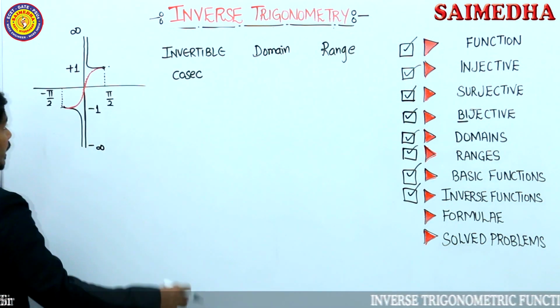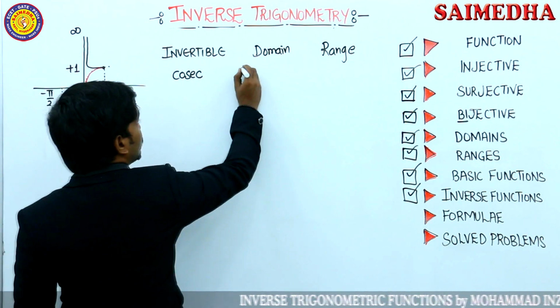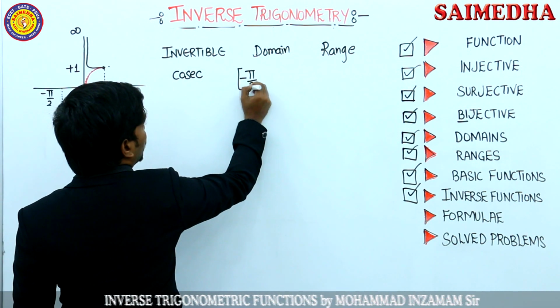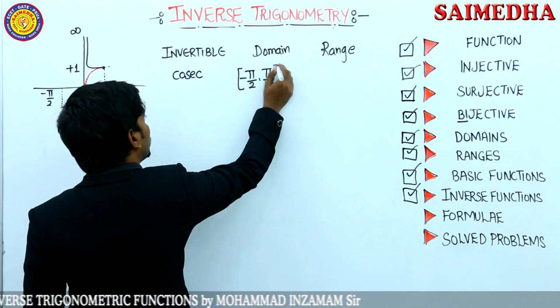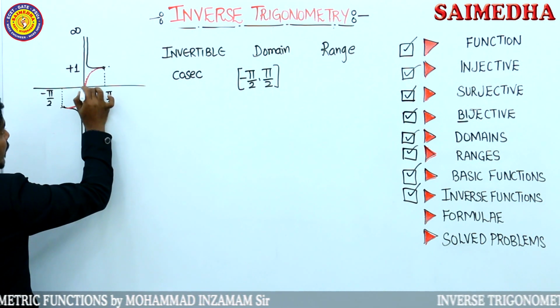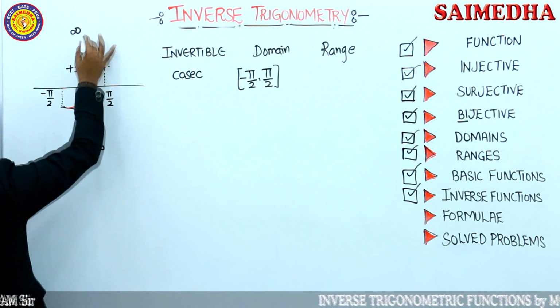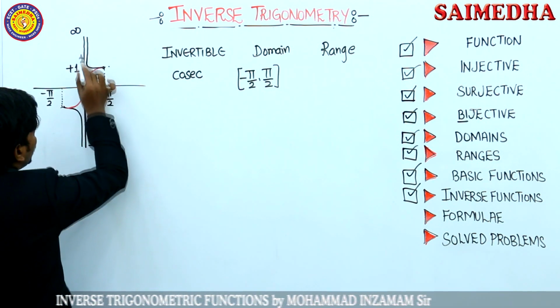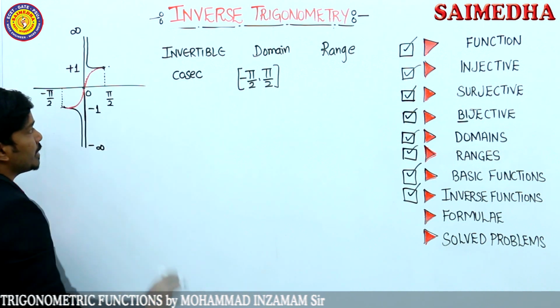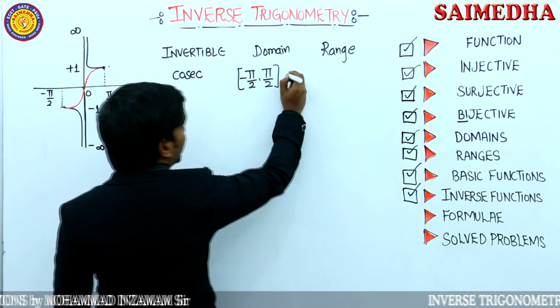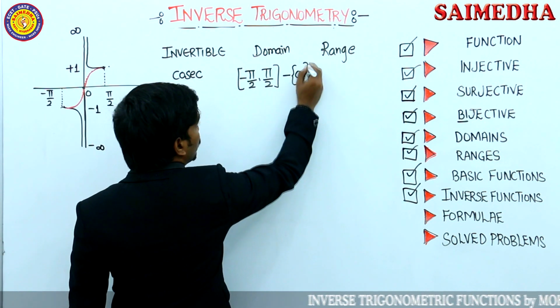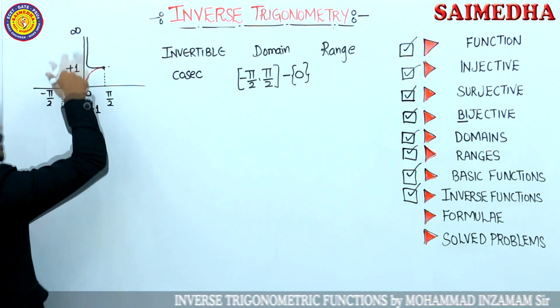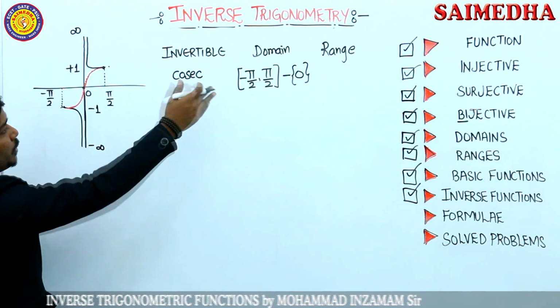Chalo cheppandi, domain ante x values ememi unnayi cheppandi. X values are minus pi by 2 to pi by 2, except, focus, guys, there is one value at the center to which the graph is not even touching. This graph is not touching one value. What is that value? That is not included, guys. Central value. Aa central value emundi cheppandi? 0. Anduke aa valuni em cheyali? Teseyali.